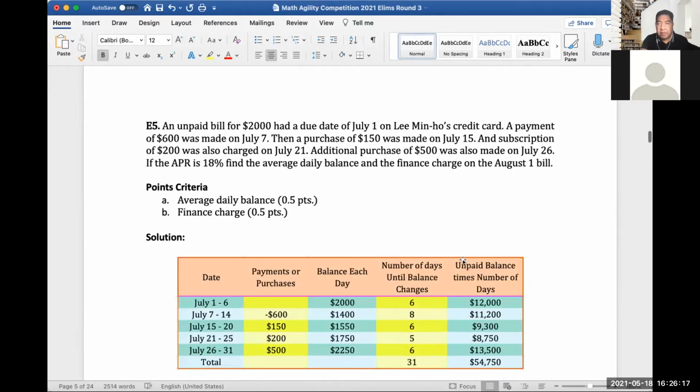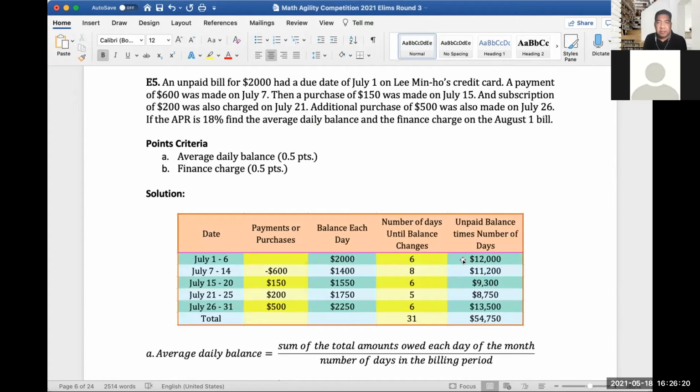All right, so let's go to question number 5. Okay, so let me read the problem. This is, I think, a credit card problem. An unpaid bill of $2,000 had a due date of July 1 on Lee Min Ho's credit card. A payment of $600 was made on July 7. Then a purchase of $150 was made on July 15. A subscription of $200 was also charged on July 21. An additional purchase of $500 was also made on July 26. If the APR is 18%, find the average daily balance and the finance charge on the August 1 bill.